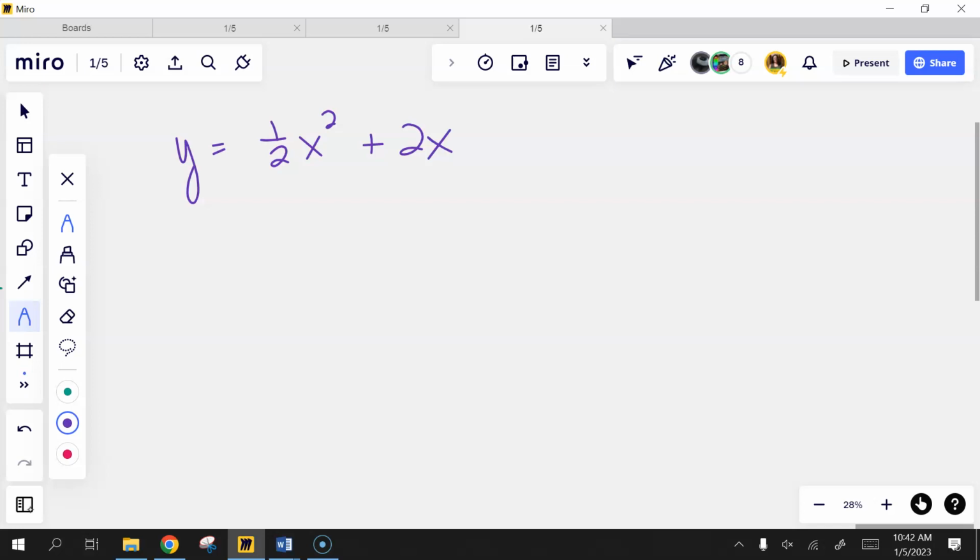Before we begin, tell me, is it up or down? Why? It's positive. Skinny, wide, or average? Why? Smaller than 1. That's exactly right. Y-intercept? 0. It's going to be 0. That means my y-intercept, well, you don't know that yet. Okay, never mind. All right, that's okay. Y-intercept is 0.